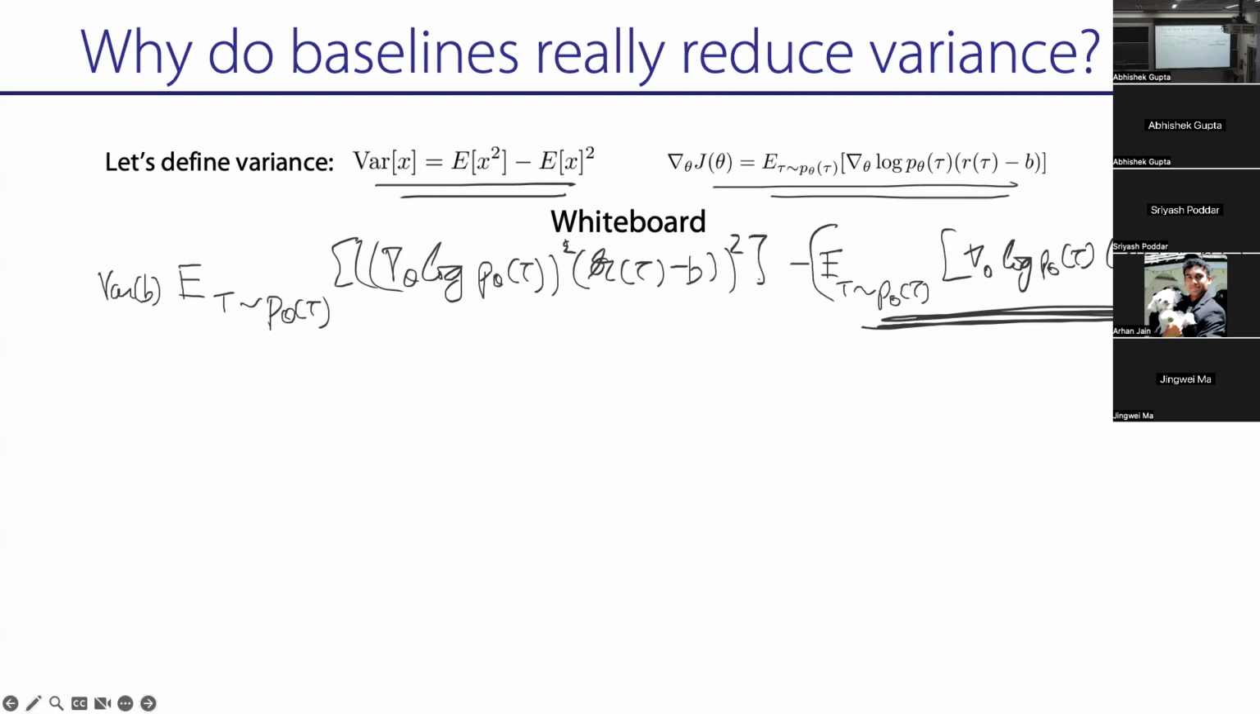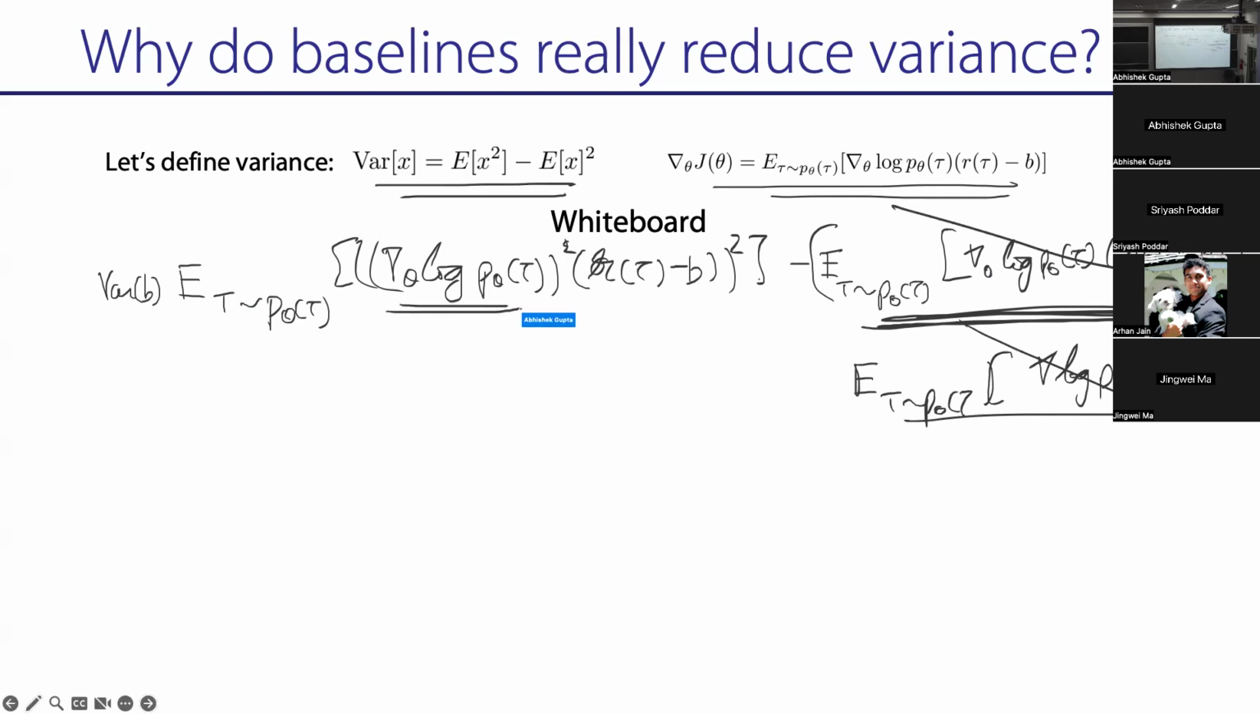It doesn't depend on B, right? The gradient is the same, which means that this whole thing is basically expectation, whatever, grad log P times R tau, and it doesn't really depend on B, right? So this whole term can just be thrown away because it doesn't depend on B. Okay, so now we just have the first term.